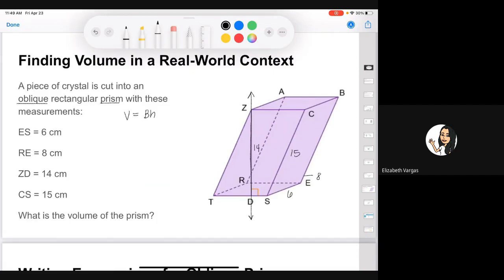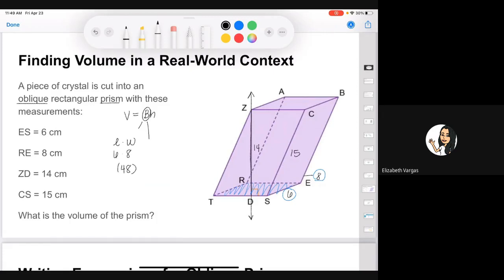Well, the first thing I need to do is identify my B, the area of my base. This is my base. So I have a rectangle. I find the area of a rectangle by taking length times width. So length times width, 6 times 8, 48. So B is equal to 48.